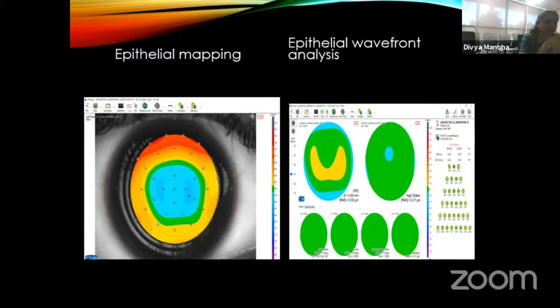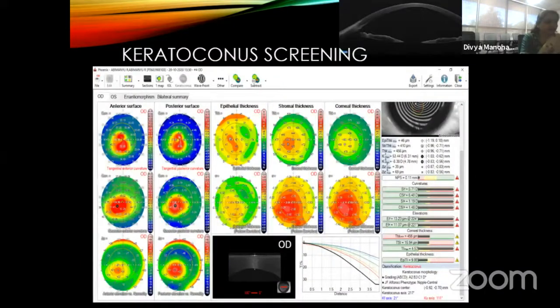This imaging and analysis helps assess the corneal epithelium and stroma independently, and gives us a deep understanding of the underlying conditions. This is something which the machine is able to segregate and tell us. Coming to keratoconus screening, apart from the anterior and posterior tangential and sagittal maps, it also gives us an idea of the epithelial thickness and the stromal thickness separately.